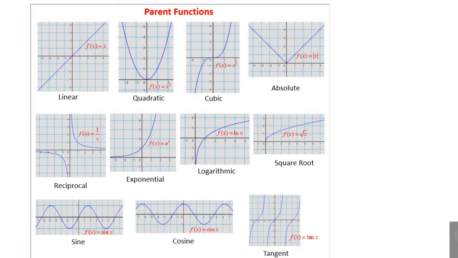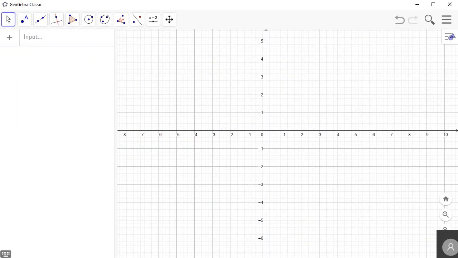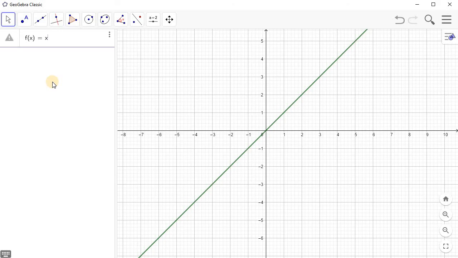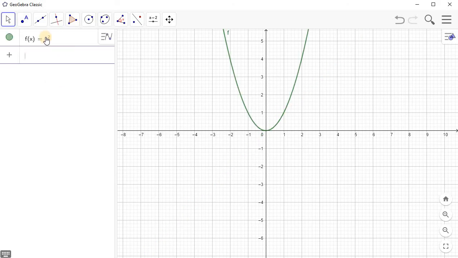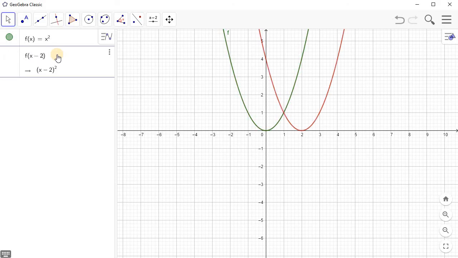So let's look at the graphs. The first thing we're going to do is graph f of x equals x squared. All right. So there's the parent function. Now all I'm going to do is type in f of x minus, and let's just type in f of x minus 2. You see how I have the x minus 2 inside the parentheses? And what did it do? It took this graph and it shifted it to the right 2 units.